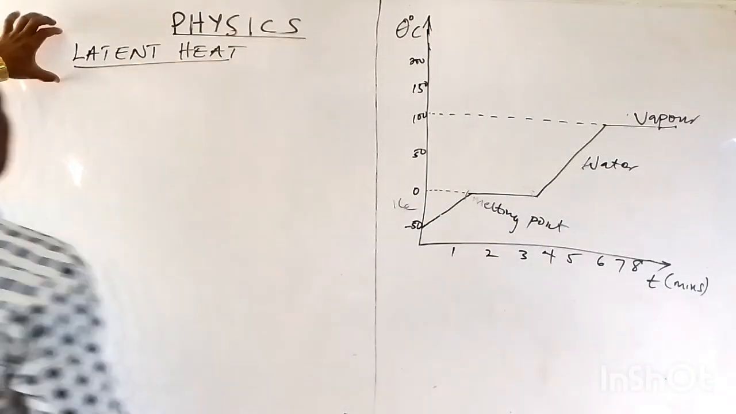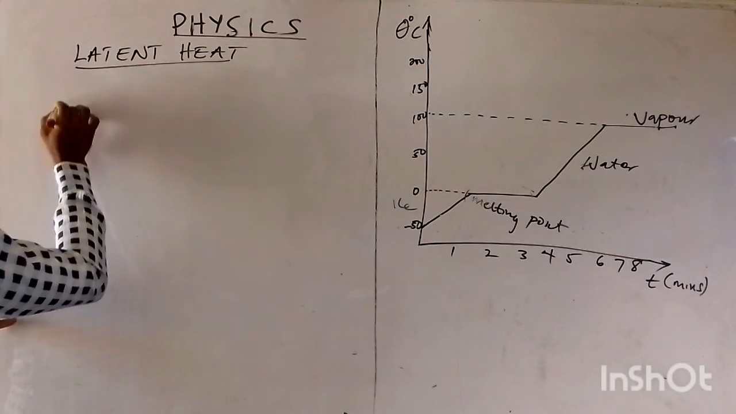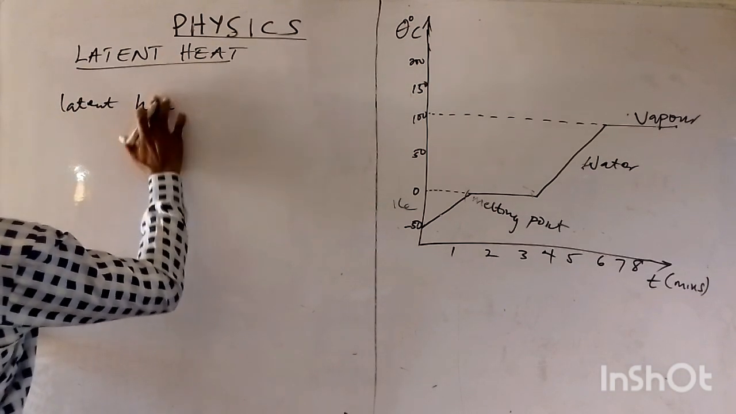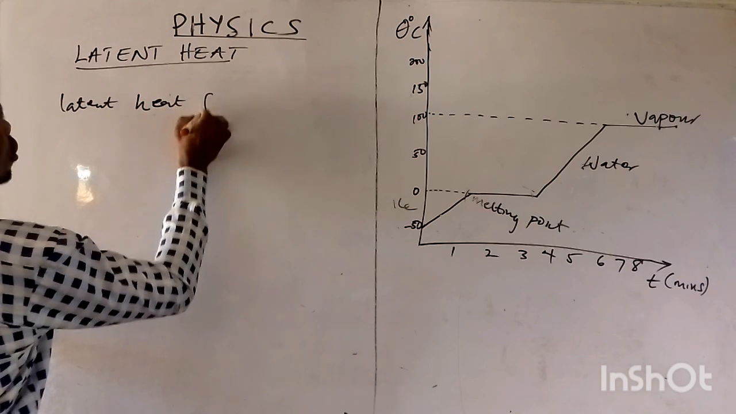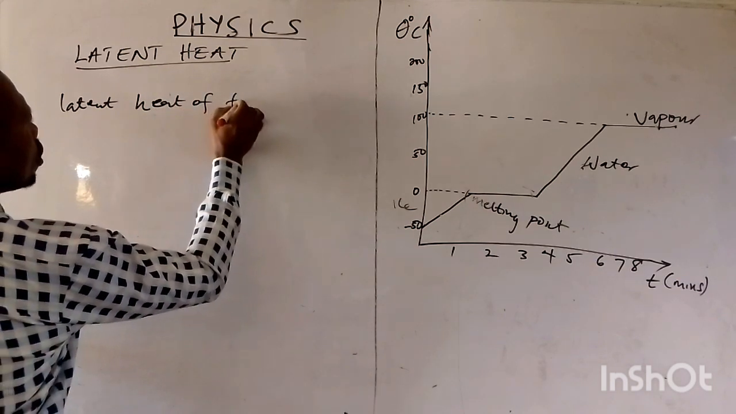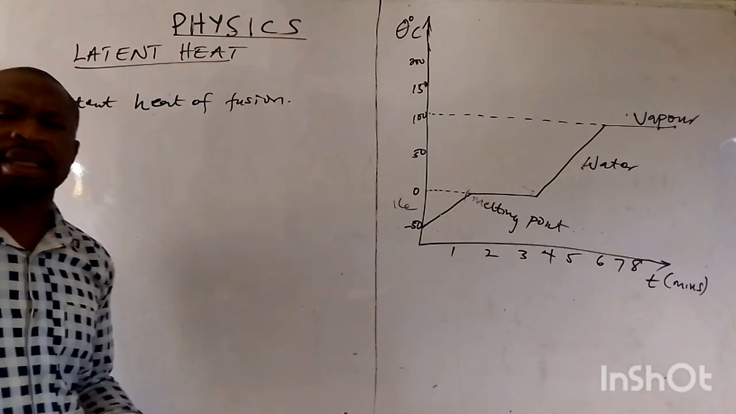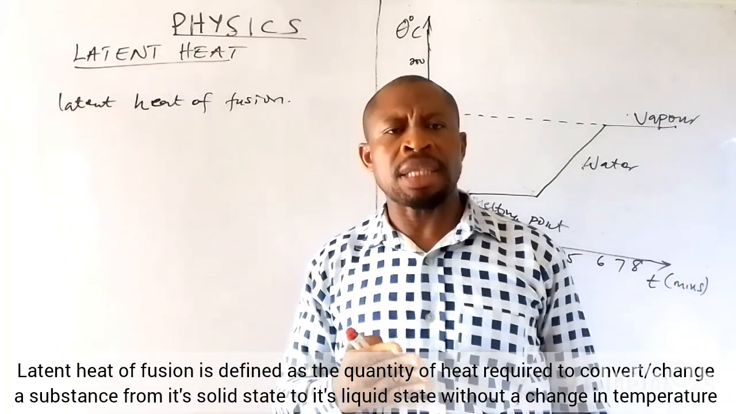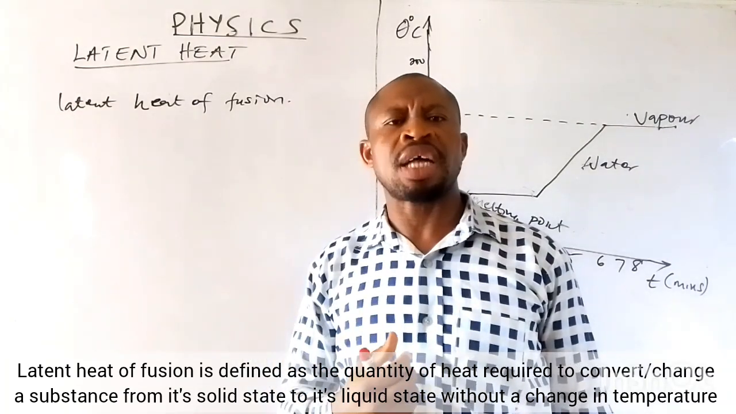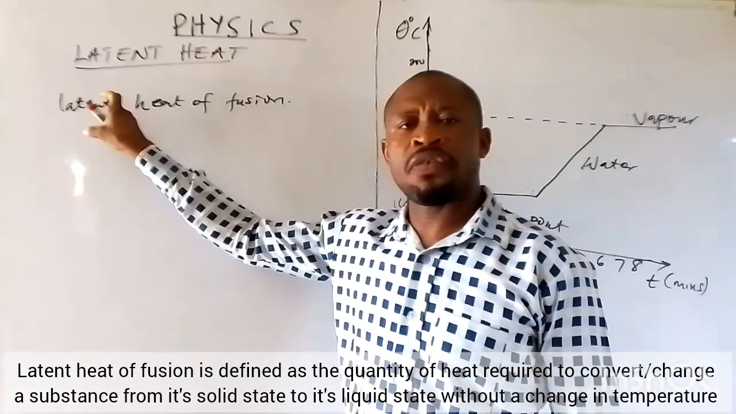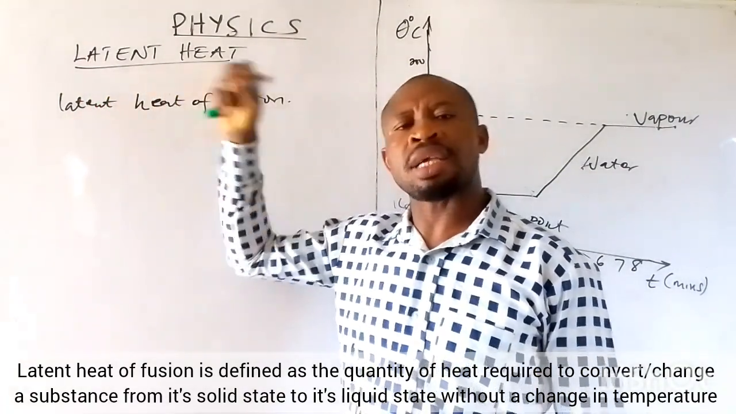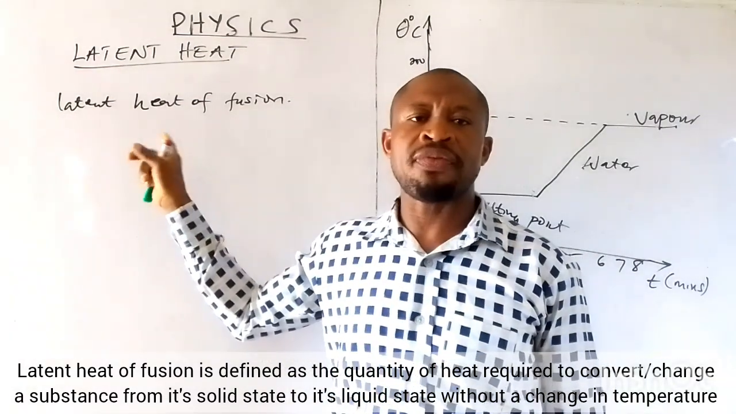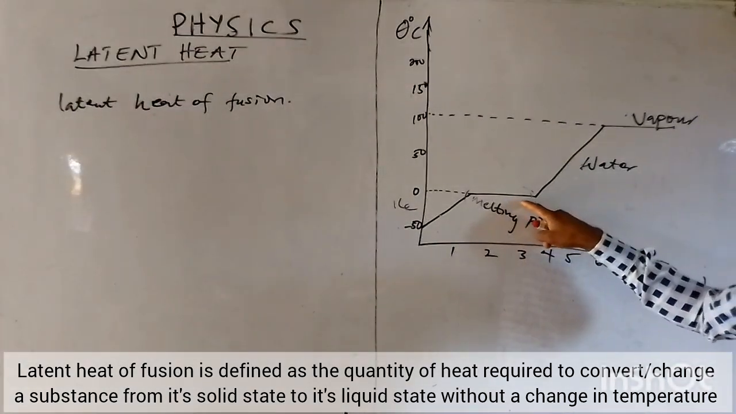Now, we are going to look at latent heat of fusion. Latent heat of fusion is nothing but the heat required to convert a quantity of substance at its melting point to its liquid form at constant temperature.